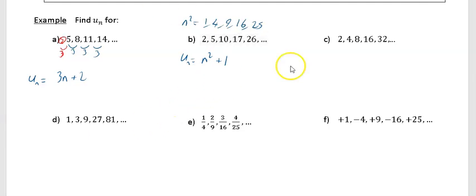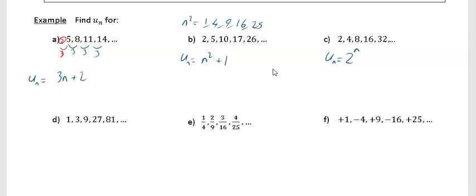Okay, next one, let's have a look at what's going on here. I go 2, then I double it, I go to 4, I double it, I go to 8, I double it, I go to 16, I double it, I go to 32. So that means it is my power series. So my un is going to be equal to 2 to the power of n.